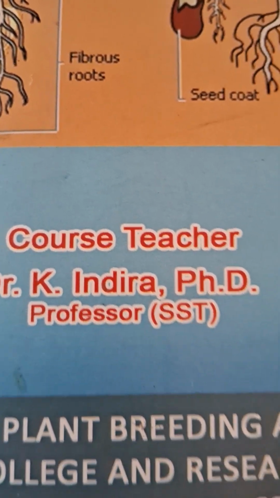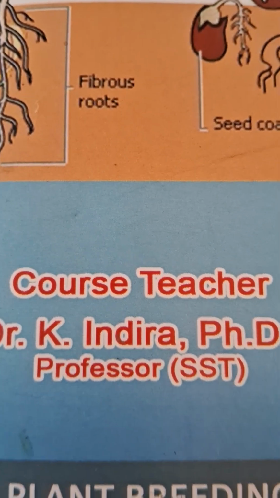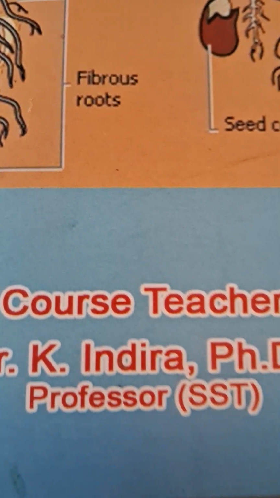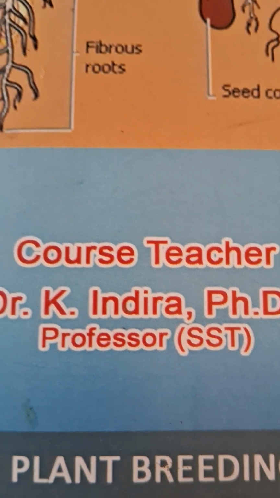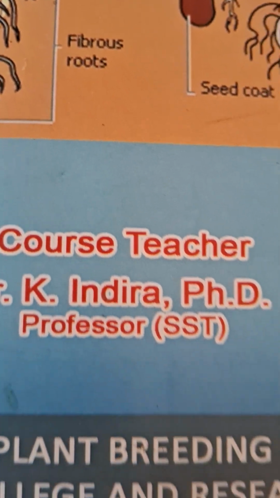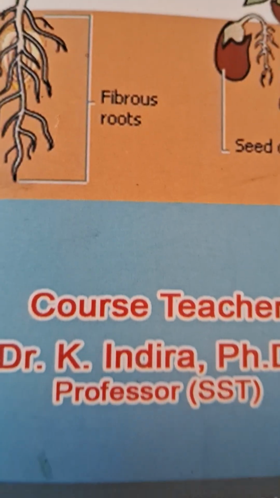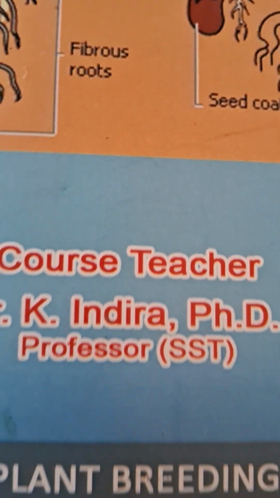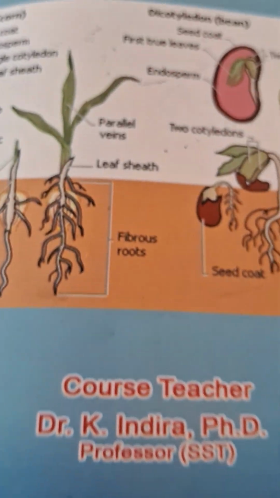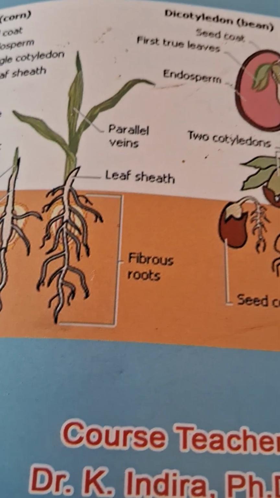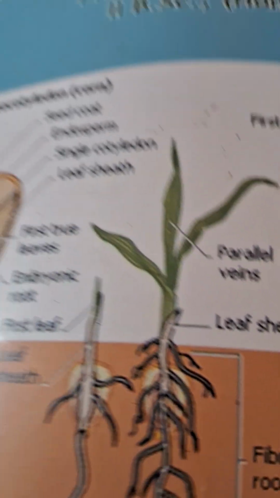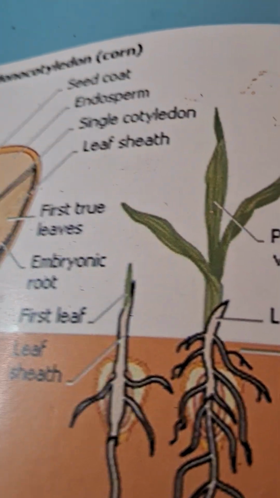That is the first difference between a seed and grain. Next, what is the second difference? Seed is used for further propagation. It is the propagating material. So it is used for further multiplication or further propagation. But the grain is used for consumption purpose. Seed is used for further propagation, but the grain is used for consumption purpose.